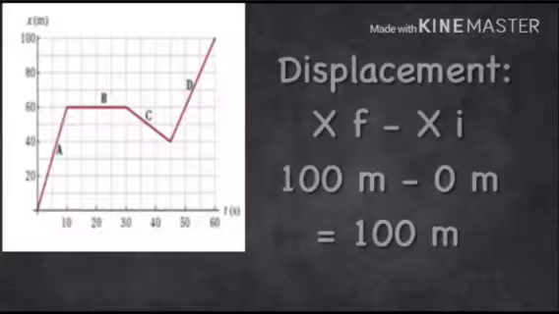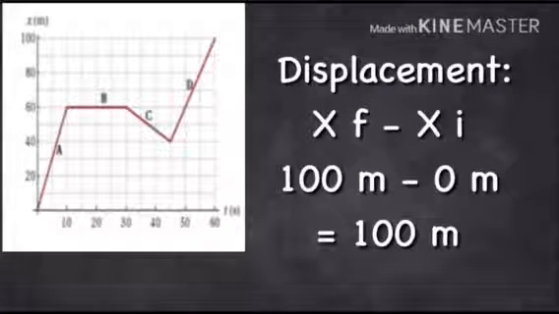Next, you have to get the total displacement. Get the final position, which is 100 meters, then subtract the initial position, which is 0 meters. Then you will have the total displacement of 100 meters.